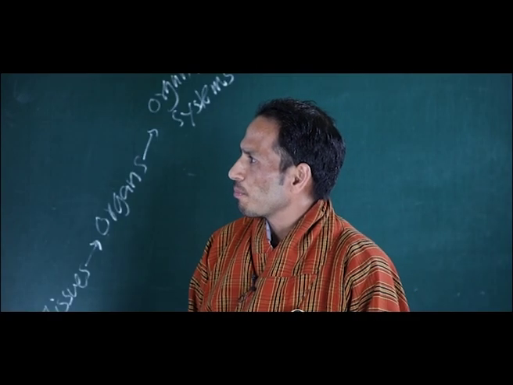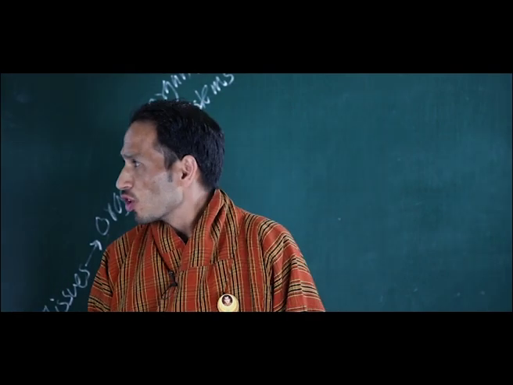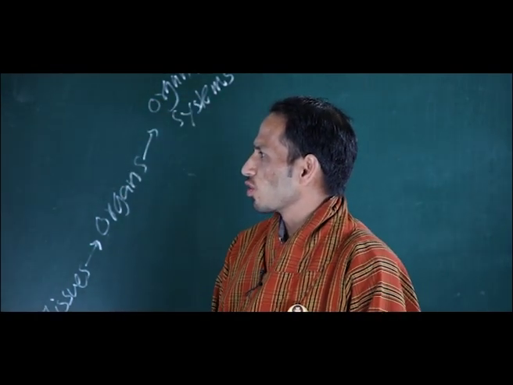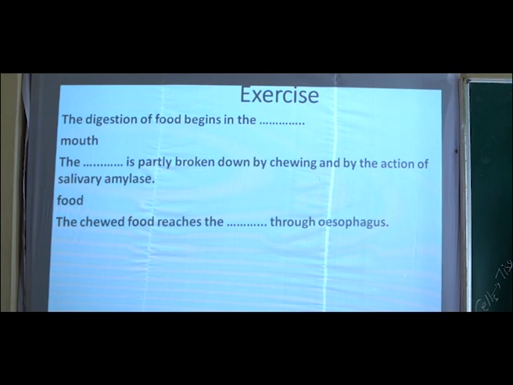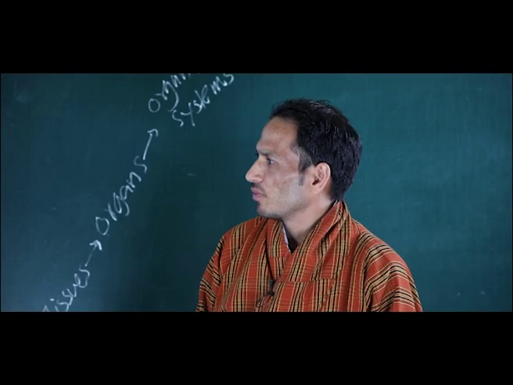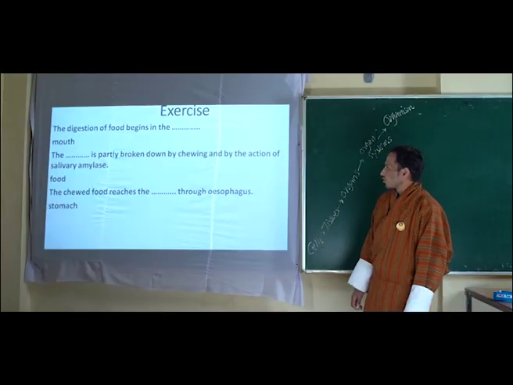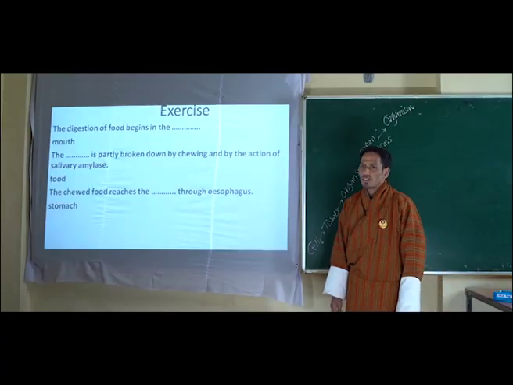The next step: the chewed food reaches the dash through the esophagus. So your expected answer should be stomach. The chewed food reaches the stomach through the esophagus.